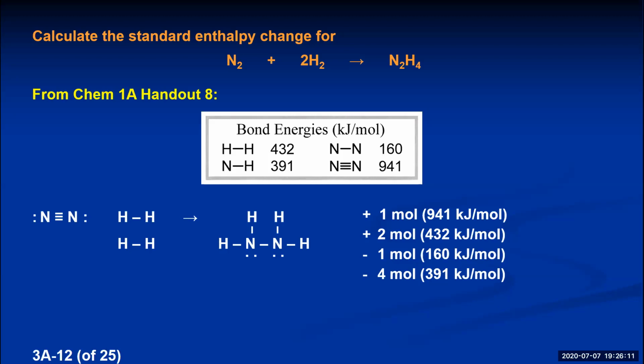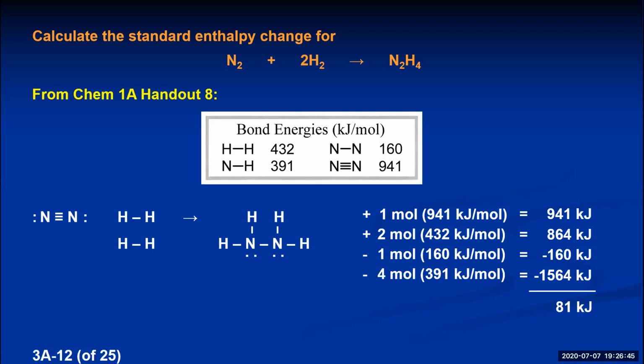So just by analyzing the bonds that have to be broken from the reactants, which will be positive, and formed in the product, which will be negative, we can add these up and we can calculate the enthalpy change for the reaction. So I've multiplied each of these out, and now if I add it together, this comes out to 81 kilojoules. So this means that when this reaction occurs and you form 1 mole of N2H4, that reaction is going to be endothermic by 81 kilojoules. It's going to absorb 81 kilojoules worth of energy.